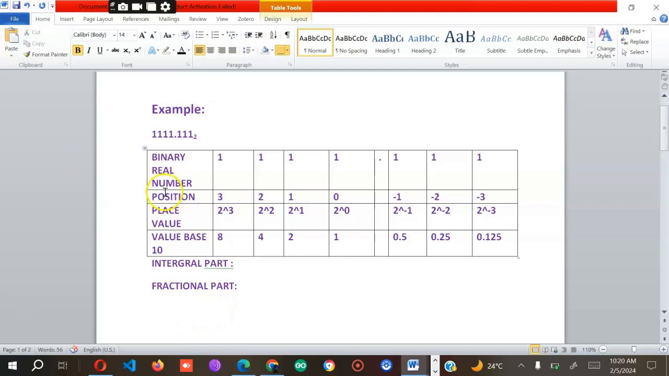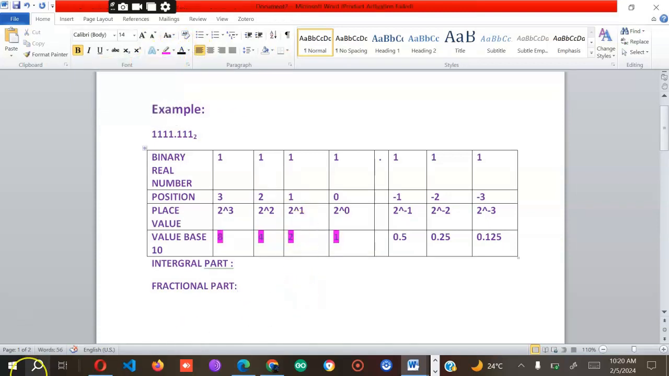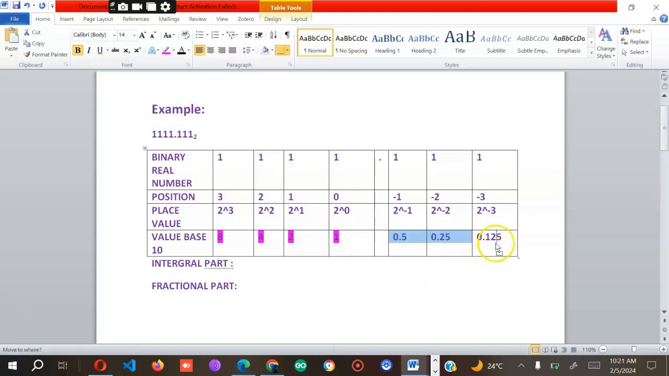Okay, so as you look at the example, we have two parts. We have the integral part, that is from the point towards the left. Then we have the fractional part, that is from the point towards the right hand side. So let me try to differentiate it. So that is our integral part. Well, on the other side, let me get another color. This is now the other part, the fractional part.